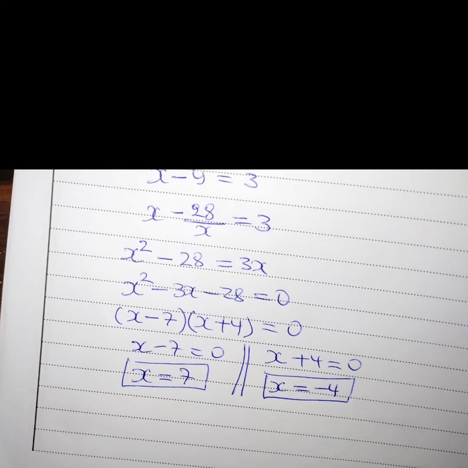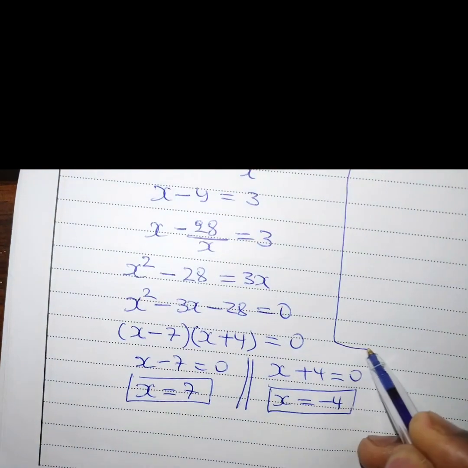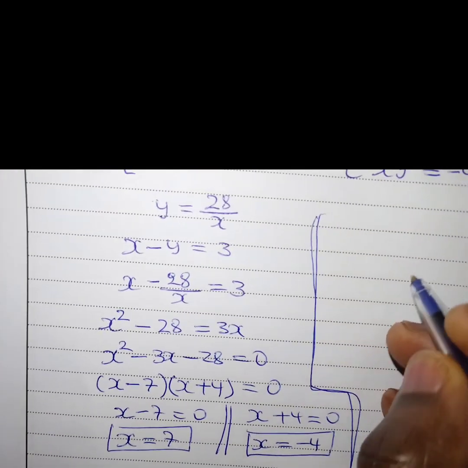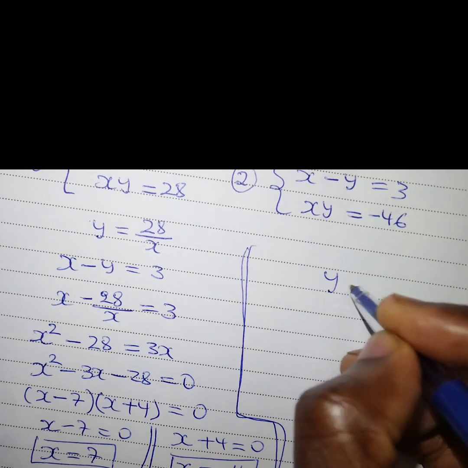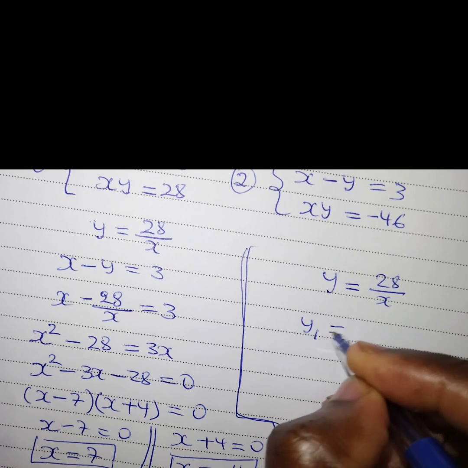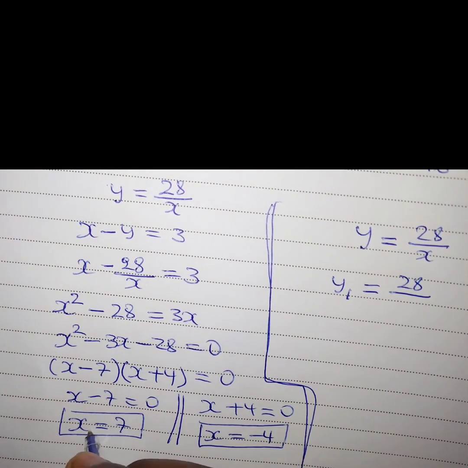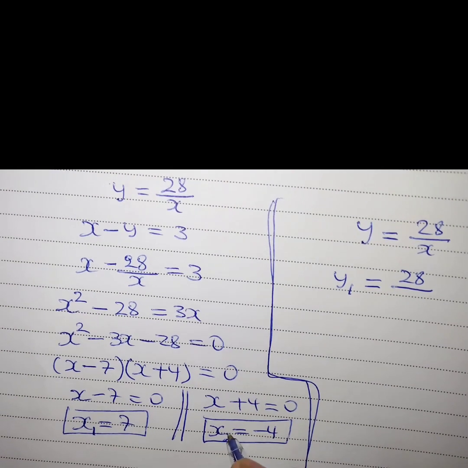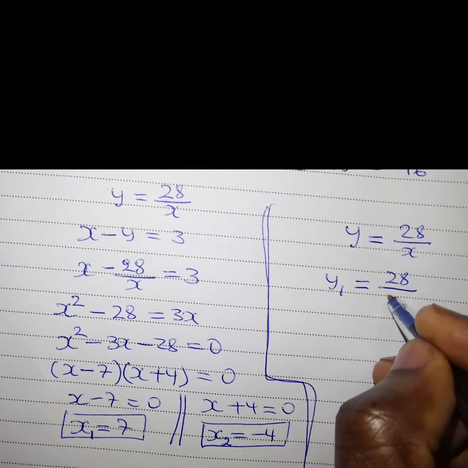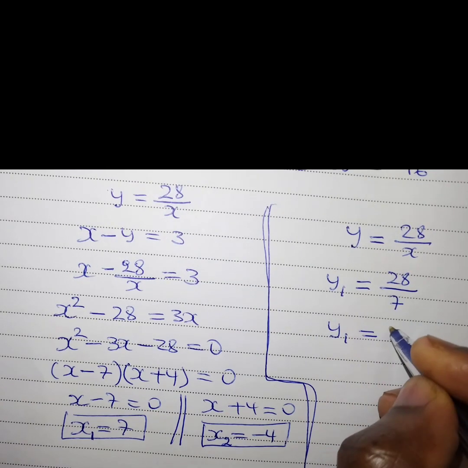Using these values, I'll be able to find the value of y. I can use this part of the paper to find the value of y. So we know that y is equal to 28 all over x. I'm going to call this one x1 and this x2. I'm going to replace in this equation the value of x1, which is 7. So I'll have 28 all over 7. y1 will be equal to 4.